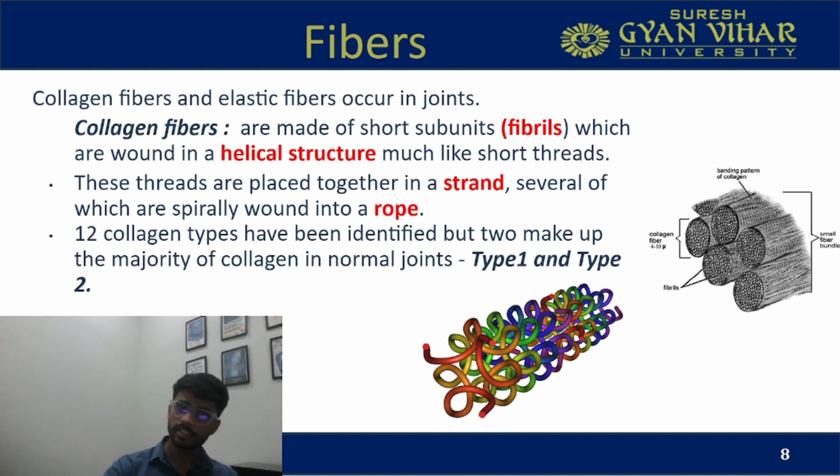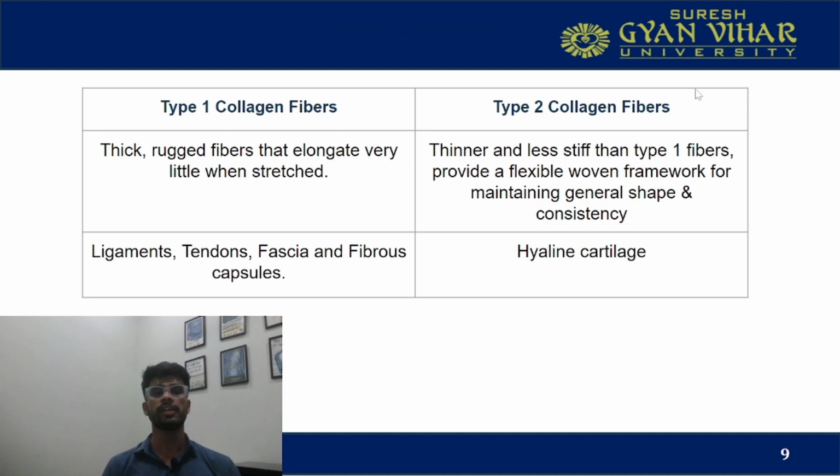We are concerned with studying only type 1 and type 2 fibers, not all the 12 types, because they are most prominently present in the joint. Now let's understand what type 1 collagen fibers and type 2 collagen fibers are. Type 1 collagen fibers are thick and rugged, while type 2 collagen fibers are thin and less stiff.